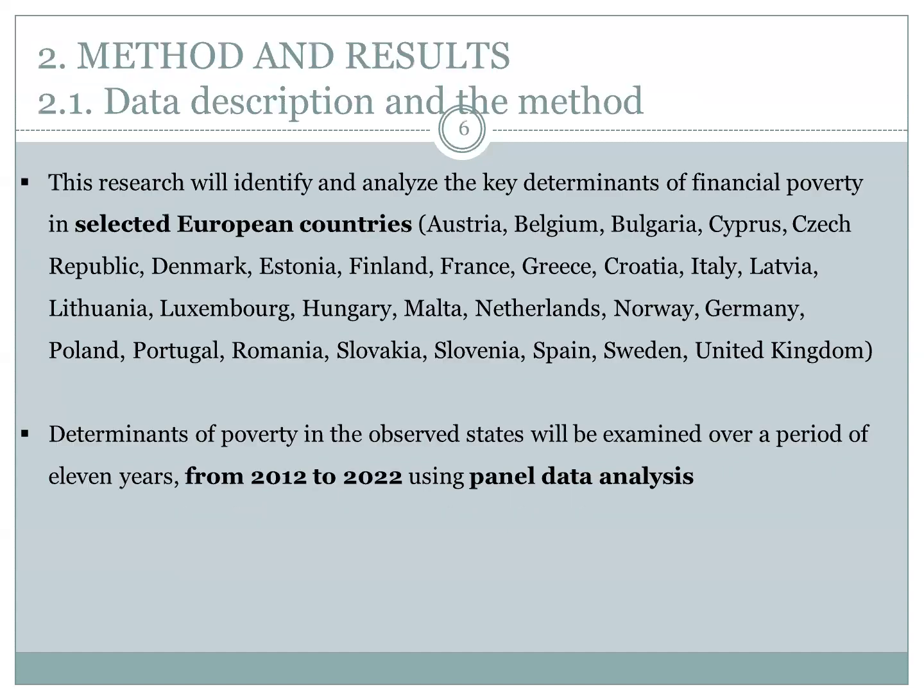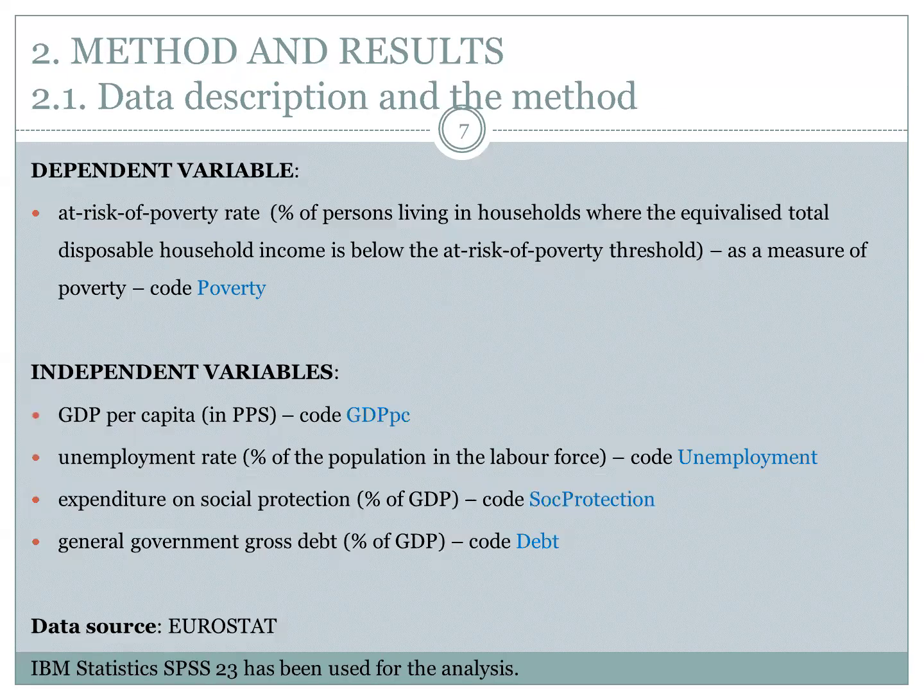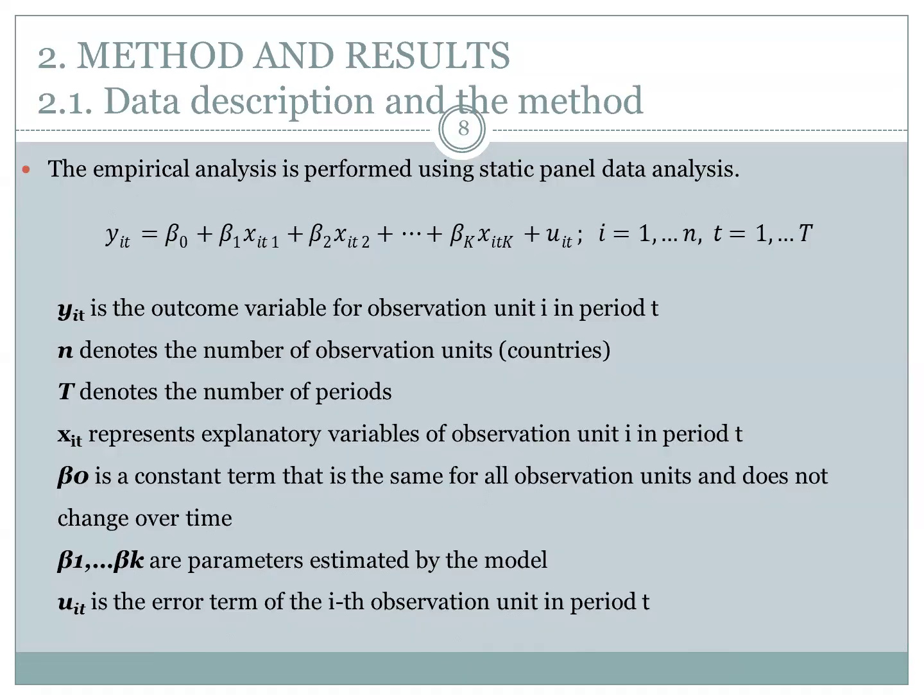Our analysis is done on selected European countries, and we use data from 2012 up until 2022, and we used panel data analysis. As a dependent variable, we used the at-risk-of-poverty rate as a measure of poverty, and as independent variables, we use GDP per capita, unemployment rate, expenditure on social protection, and general government gross debt. We used Eurostat as a data source and SPSS to analyze this data.